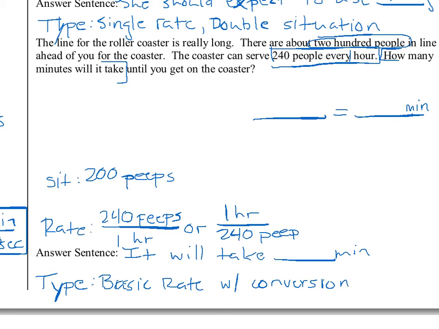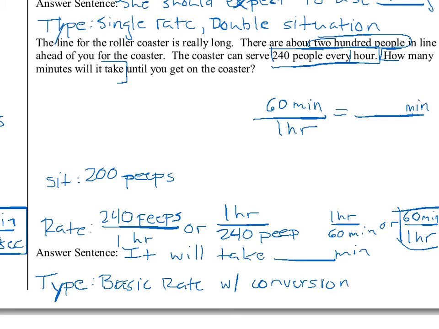So if I'm converting between hours and minutes, what is the rate that I need to write down? 1 hour over 60 minutes, or 60 minutes over 1 hour. So I want the one that's going to match up my minutes, so that's this one over here. It's going to give me 60 minutes over 1 hour. Now I need to get rid of these extra hours so I can put in my 1 hour over 240 peeps.